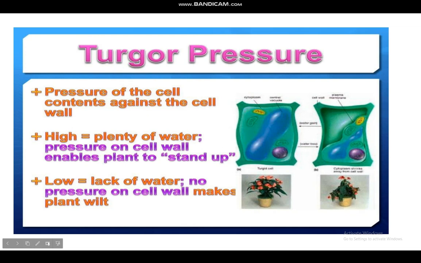Another slide for the turgor pressure: the pressure of the cell content against the cell wall. High: plenty of water, pressure on the cell wall enables the plant to stand up. Low: lack of water, low pressure. Due to the lack of water, no pressure on the cell wall makes the plant wilt.